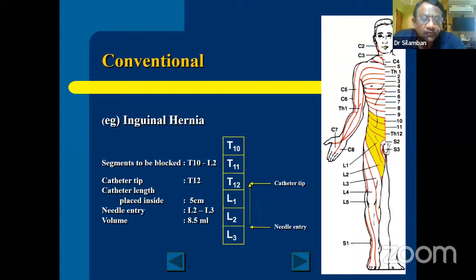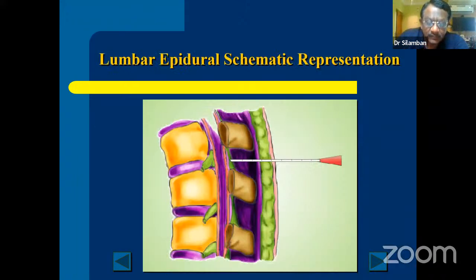So we have 3 thoracic segments and 3 lumbar segments. Lumbar is 2 ml per segment, that's 6 ml. Thoracic is 1.5 ml per segment, so it totally comes to 8.5 ml, which is what is required. This is how the principles are applied in the inguinal hernia. So this is a schematic representation.